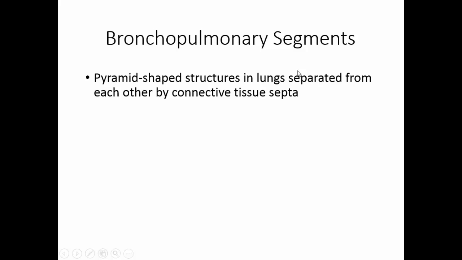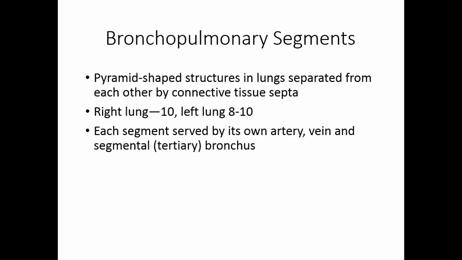Each lung is made of several pyramid-shaped structures that are separated from each other by connective tissue. The right lung has 10 of these. The left lung is variable, having 8 to 10 of these segments. Each segment is served by its own artery, its own vein, and its own bronchus. This would be a tertiary bronchus.